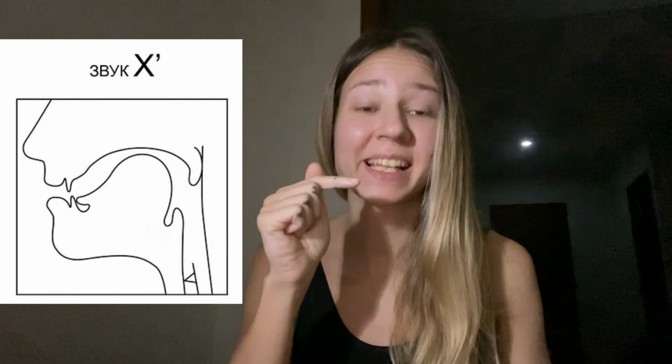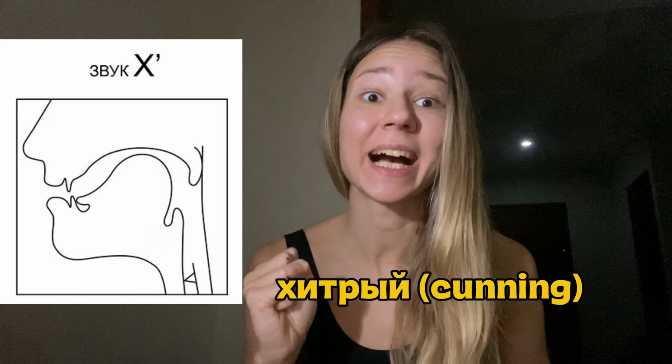Again, the tip of your tongue should be placed behind the lower teeth and it can touch them here, while the middle of the tongue should be raised towards the hard palate. So here it's not the back of the tongue, but the middle of the tongue, towards the hard palate. So more forward in the mouth. And also there should be a narrow gap through which the air passes. So хь. For example, хитрый, cunning.